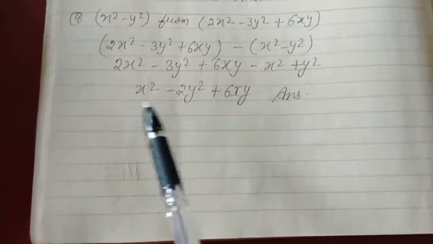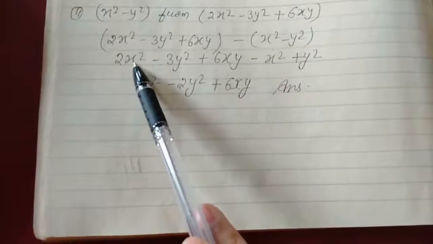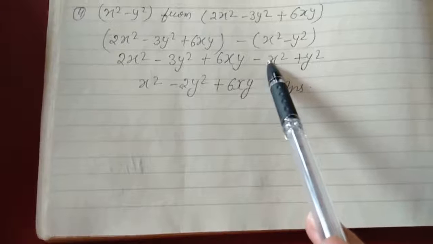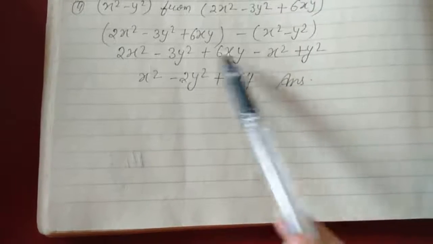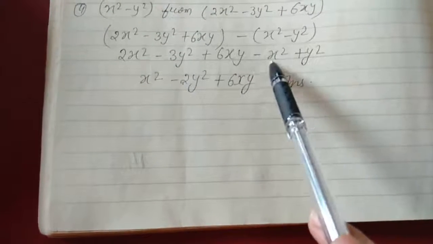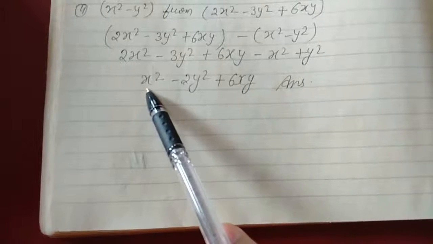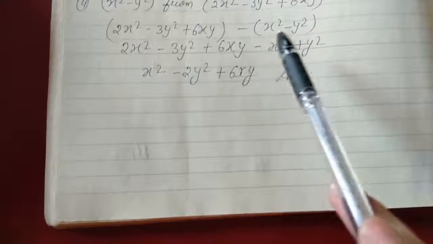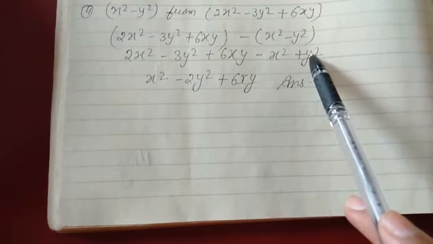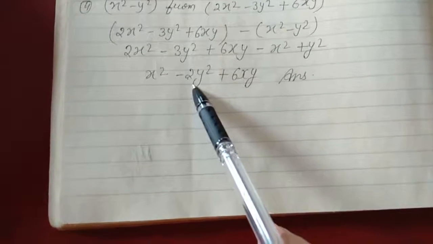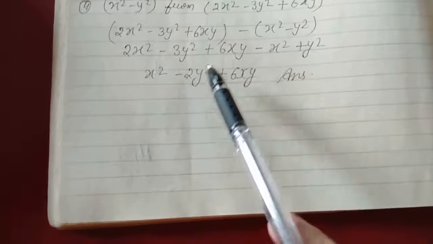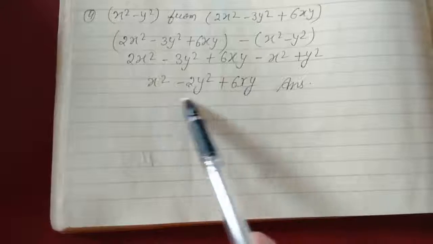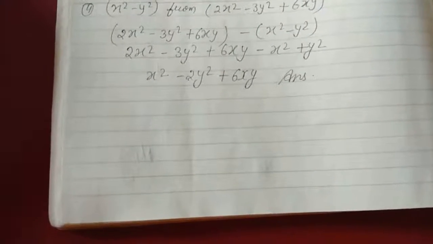Now solve. This 2x square and this x square: this is positive and this is negative, so these will be subtracted. 2x square minus x square will become x square. Now minus 3y square plus y square, these will also be subtracted, so this will become minus 2y square. And what is remaining? Plus 6xy. So this is the final answer of this subtraction.